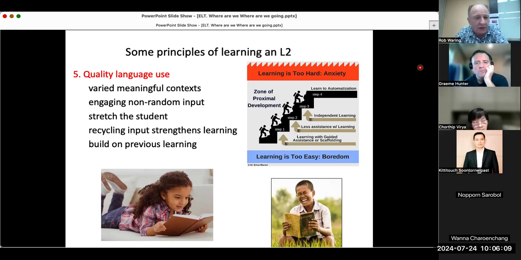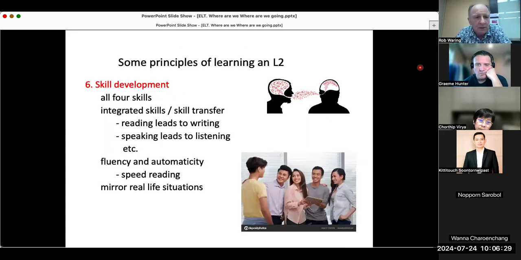Recycling to strengthen the learning. We need to have material that is designed to recycle and strengthen the learning, not just in the same context, but in maybe many other sort of generative contexts. They need to be in other ways than just simply repeating the same phrase in the same way. We need to see the word in different contexts. And build on previous learning.